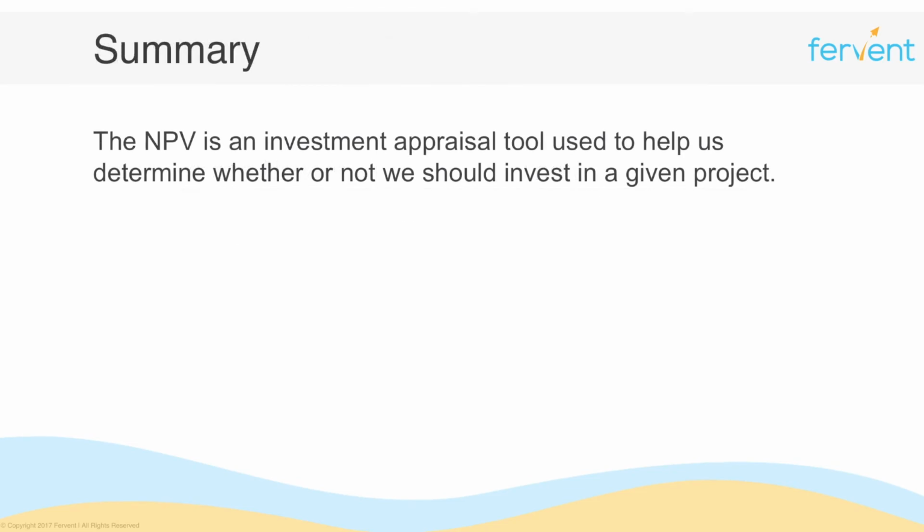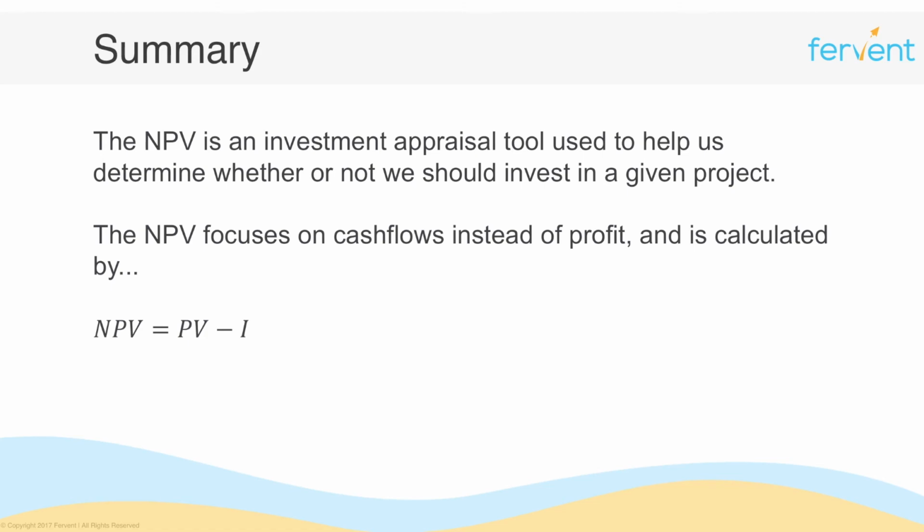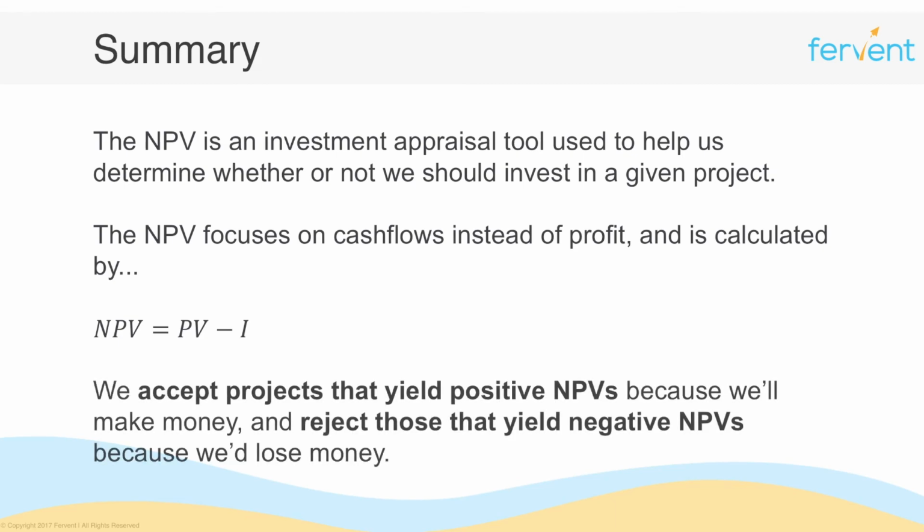So in summary then, the NPV is an investment appraisal tool that helps us determine whether or not we should invest in a given project. It focuses on the cash flows instead of profit and is calculated by PV minus I, where PV is the present value of future cash flows and I is the initial investment that we're putting in today. And of course, we accept projects that yield positive NPVs because we'll make money, and we reject projects that yield a negative NPV because we'd lose money.